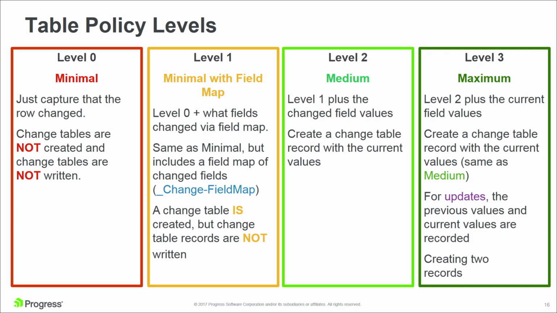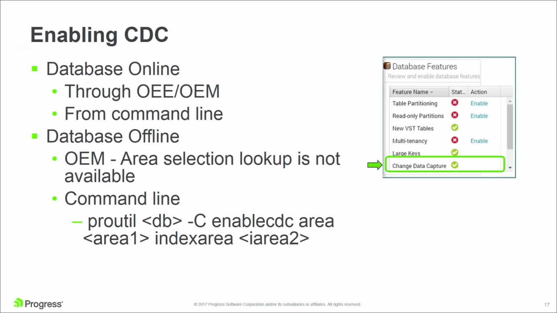Let's drill down and talk a little bit about how we can enable CDC through our processing. So enabling CDC can be done online or offline. Again, I said it can all be done online with the database up and running in production. That's really important to understand. From an online standpoint, you can do it through OpenEdge Explorer or OpenEdge Management.